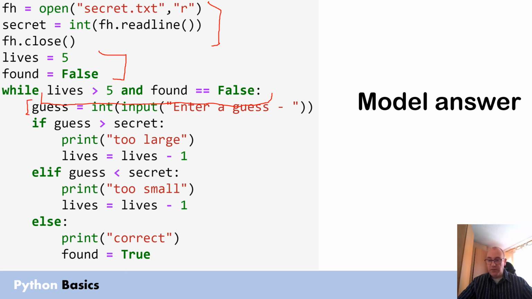Now this code hopefully won't be too difficult. I ask the user for the guess, so it's a number. Notice also the secret number I've read in, I've cast to a number as well, because otherwise this won't work properly. If the guess is bigger than the secret, say it's too large. If it's smaller, say it's too small. Notice also I am subtracting 1 from the lives if they get it wrong. If they get it right, I say it is correct, and I set found to true. As soon as found is true, this condition here will become false because found is true, so it's no longer false. Therefore, the whole of this becomes false, so the loop stops.